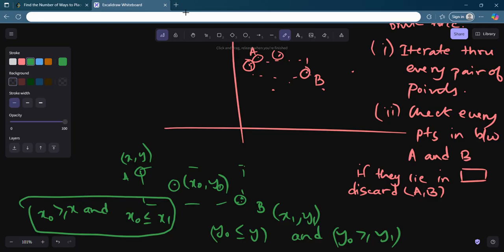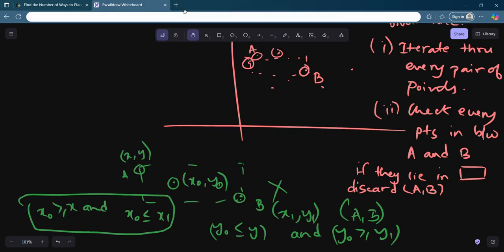And if you find any point which lies in this rectangle, then you should discard that possible pair of A comma B. Even if A is to the top left of B, there is still a point enclosed by the rectangle, and I don't want to include that in my answer.